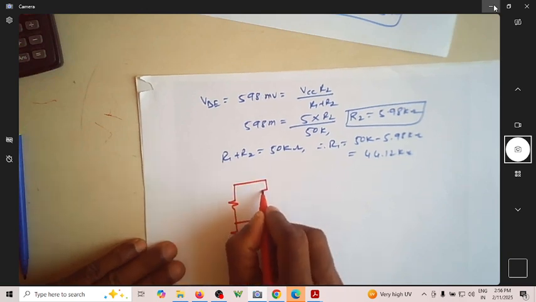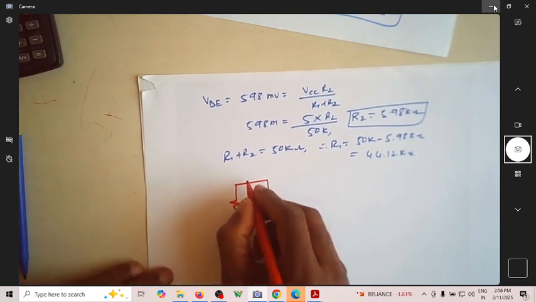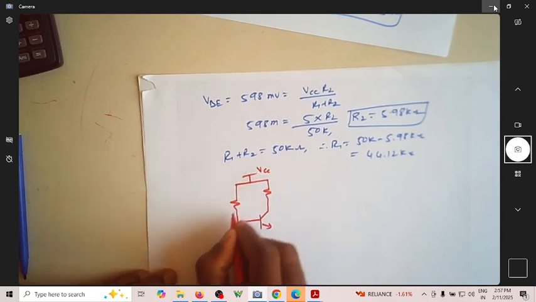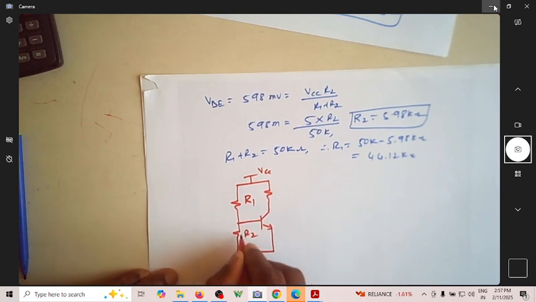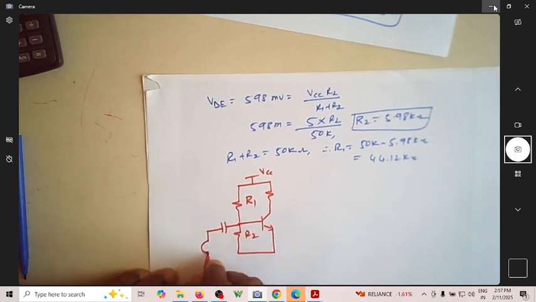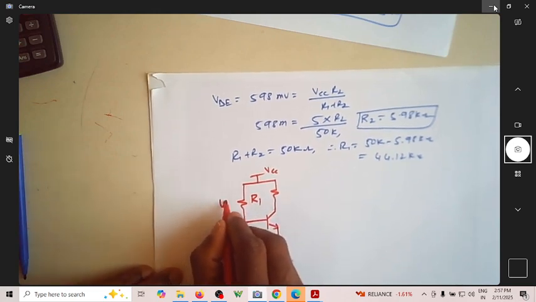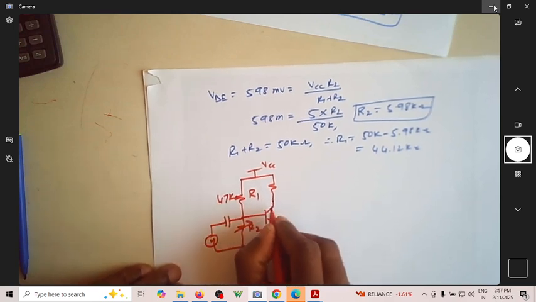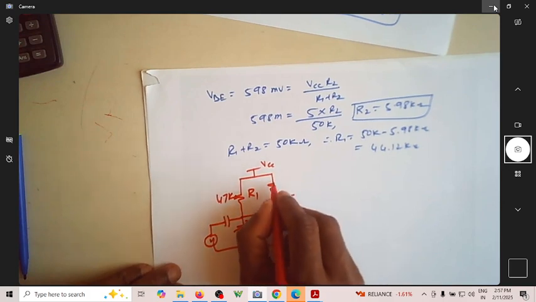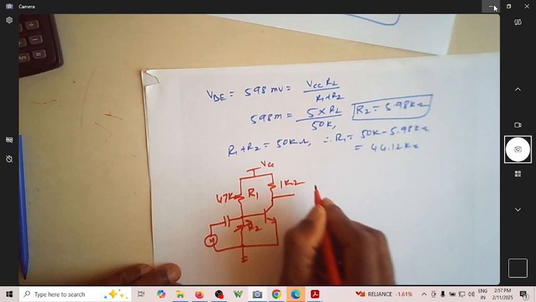So let me tell you what we have to do is to get a gain of 38. So this is VCC, this is R1, this is R2, and this is ground. Use this as a 47 kilo ohm fixed resistance, use this as a DRB, and use this 1 kilo ohm.